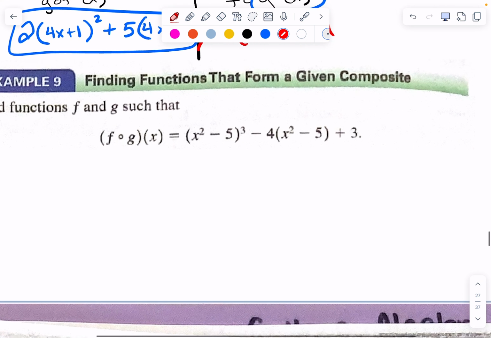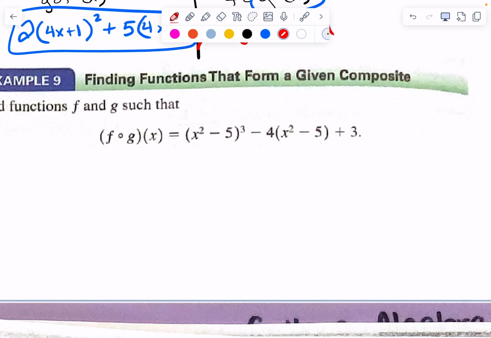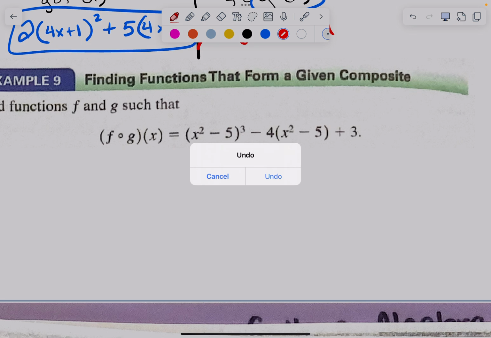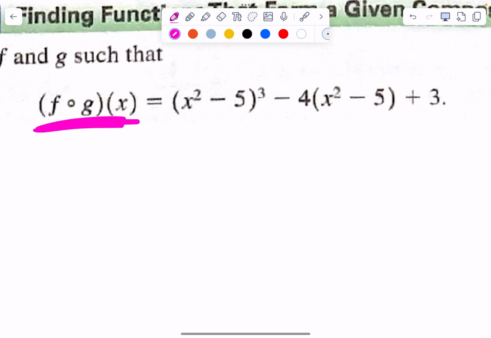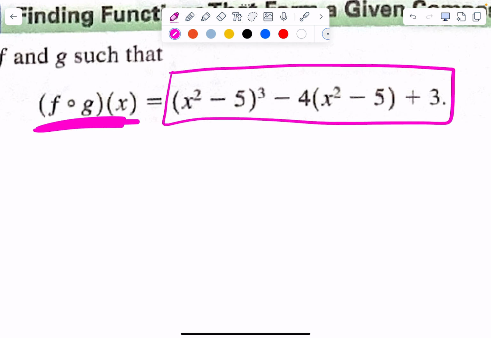Okay, all right. Here's my favorite. These are my favorite. F composed of g. They say f composed of g of x is this whole big thing. They want me to tell what f of x is, and what g of x is. So basically I'm picking it apart, like pulling it out, right?